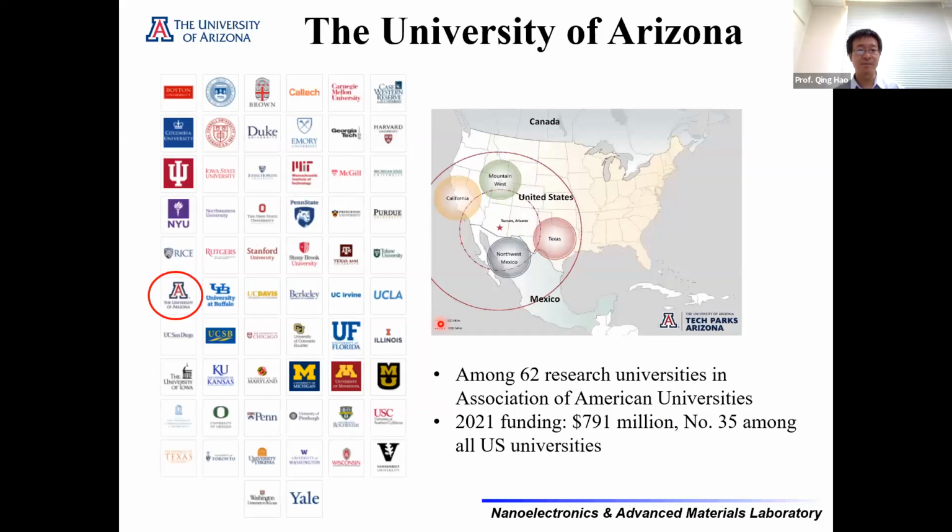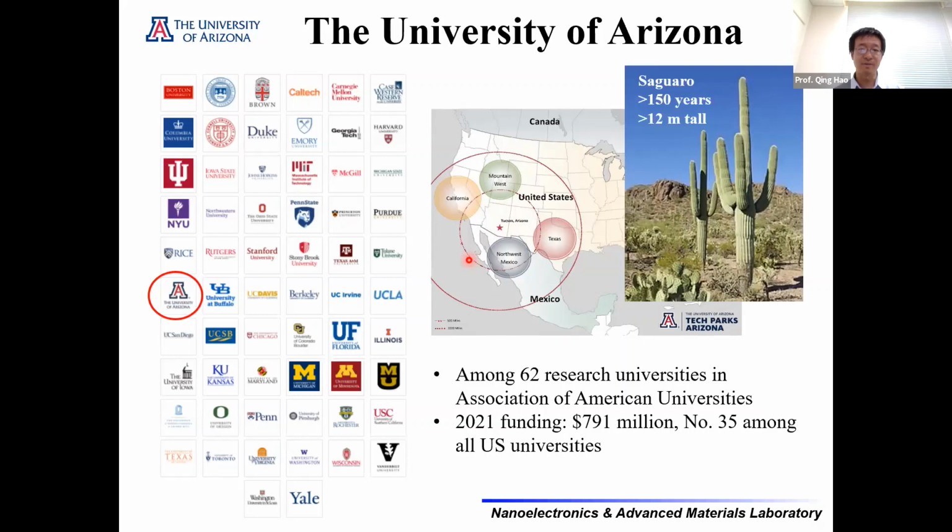First of all, I want to talk about where I'm coming from. University of Arizona is located in Tucson, Arizona, the southwest part of the United States. We are among the 62 major research universities in the Association of American Universities. And Tucson is famous for this very big cactus, called saguaro, which can grow up to 12-meter height and to 150 years old, which is amazing.